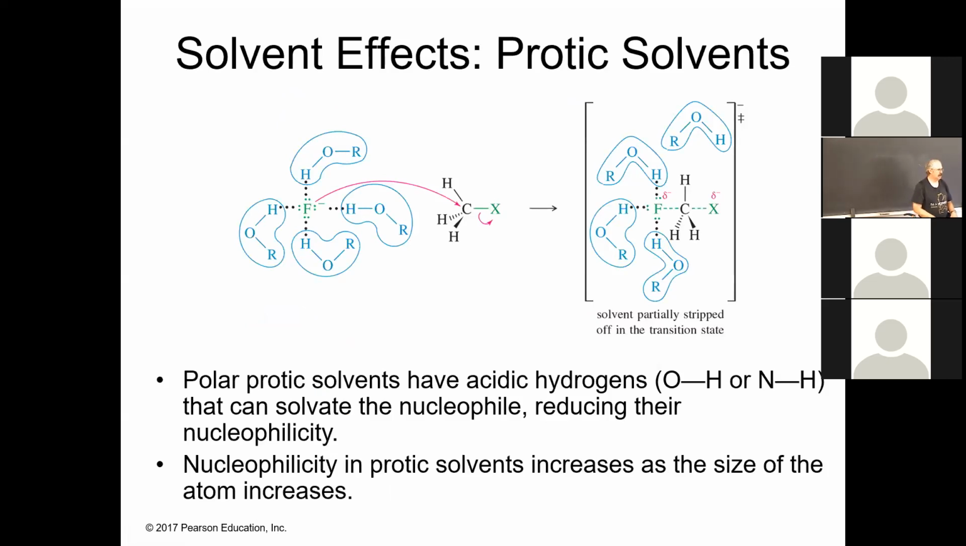Solvent can have an effect on the rate of SN2 reactions. Water and alcohols are examples of what are called protic solvents. Protic solvents are those that are hydrogen bond donors and acceptors.